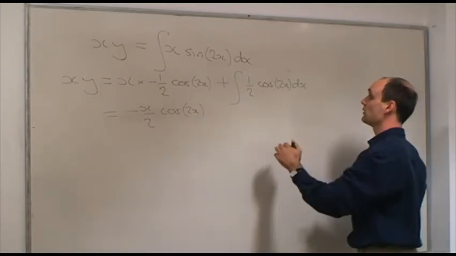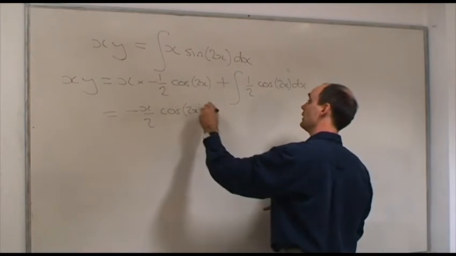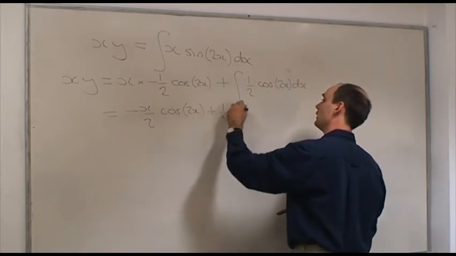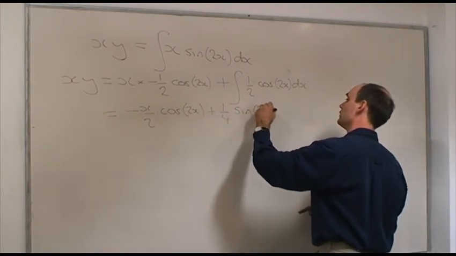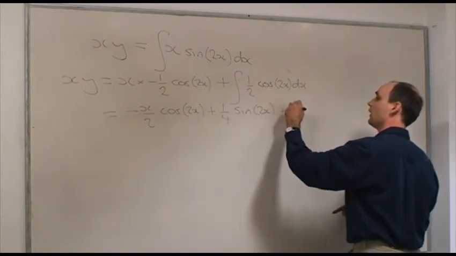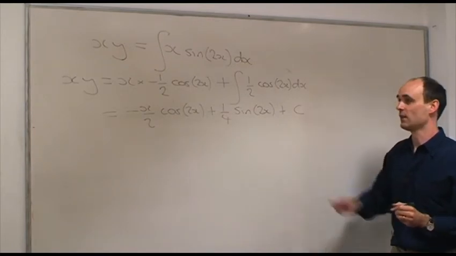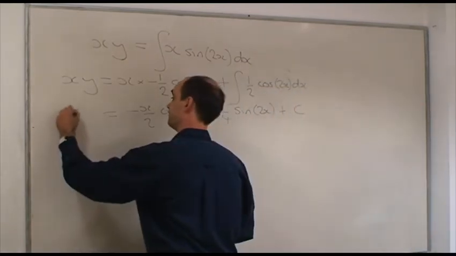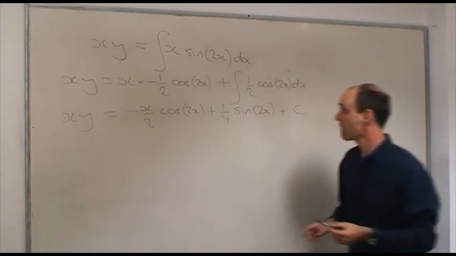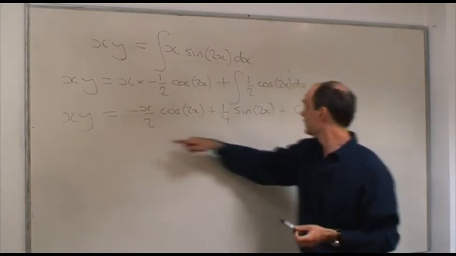We need to divide through by 2 because it's cosine of 2x. So it's plus a quarter sine of 2x plus our integrating constant. Again, never forget the integrating constant. Okay, so xy is equal to that lot.